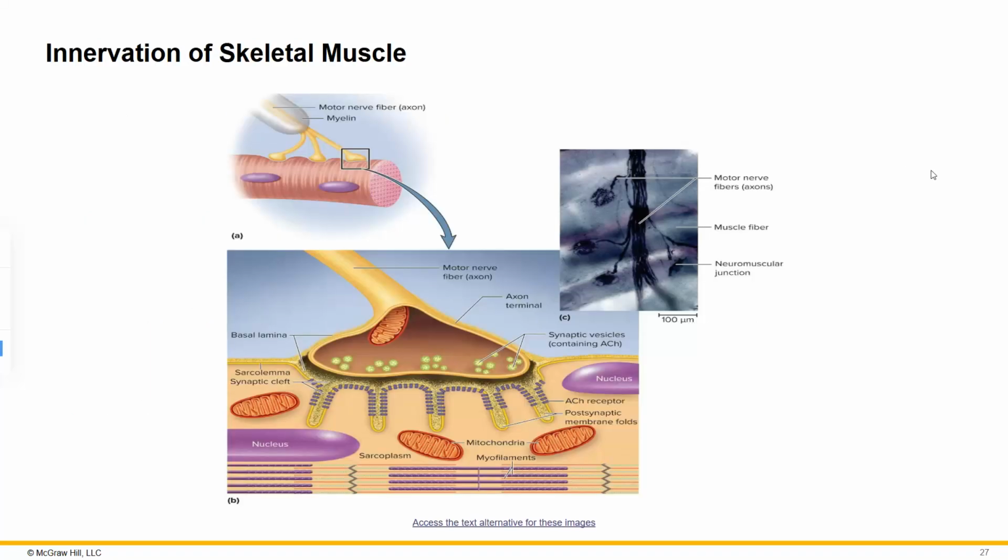Here's a diagram of that. Here you can see the motor nerve fiber and all the axon terminals. If we blow up one of these and make it bigger, we can see that calcium is going to enter. Calcium causes the release of acetylcholine from the vesicles inside the axon terminals. Once acetylcholine is released, it goes across the synapse and binds to specialized receptors in the sarcolemma. Remember, the sarcolemma is just the membrane of the muscle fiber, or the muscle cell.